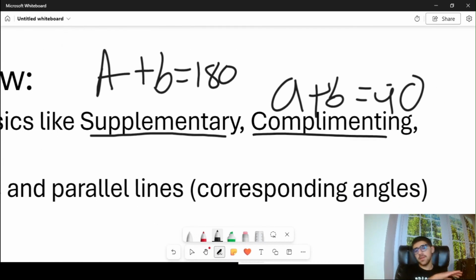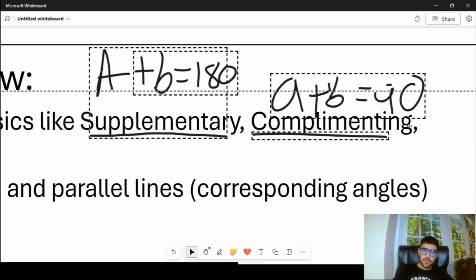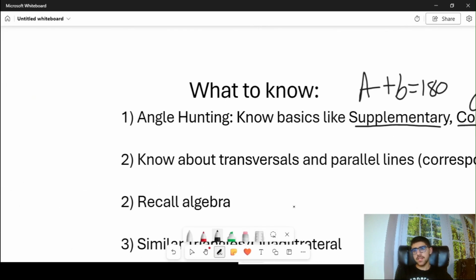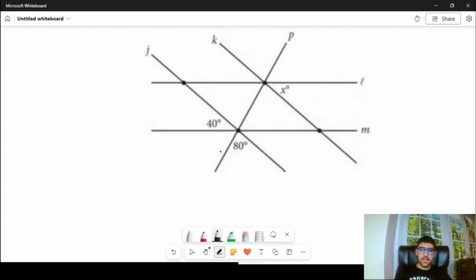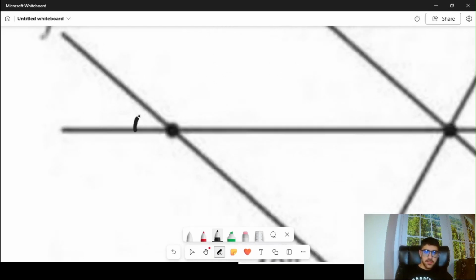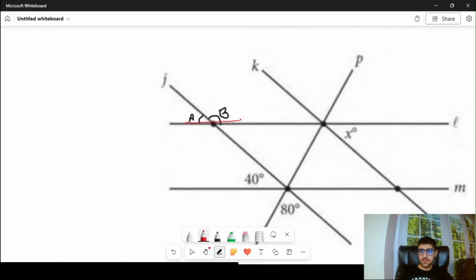So supplementary means straight line. Complementary means right angle. An example for supplementary: let's say this one is A, and this one is B. Because this is a straight line, A and B are supplementary.